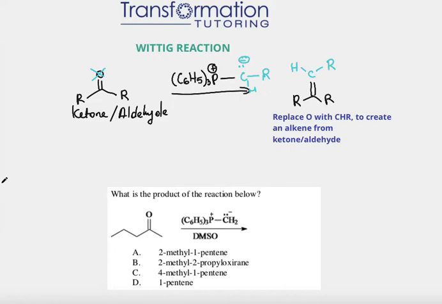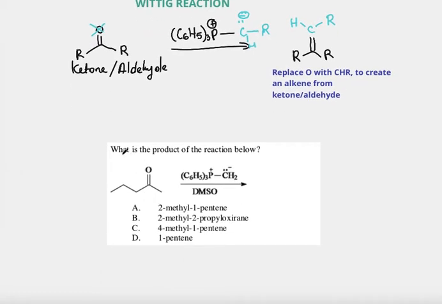Now let's go ahead and predict the product and read this kind of problem. It says here, what is the product of the reaction below? And we see that here we have a ketone, a C double bond O in between two carbons. And we also notice that we have a Wittig reagent. In this case, we have C6H5 3P plus with CH2 minus, and the solvent is DMSO. We don't really care about the solvent as much.